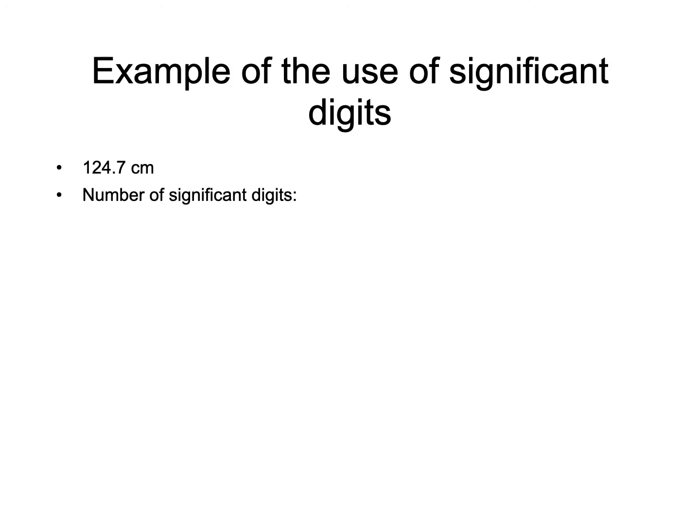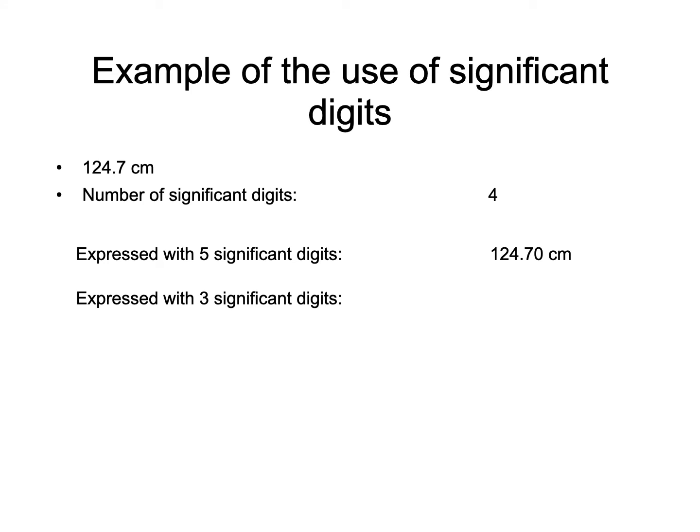Let's do an example on how to express numbers with a given number of significant digits. All the digits in 124.7 centimeters are significant, so the number of significant digits is 4. If you had to express this quantity with 5 digits, you would just add a 0 to the right, 124.70 centimeters.